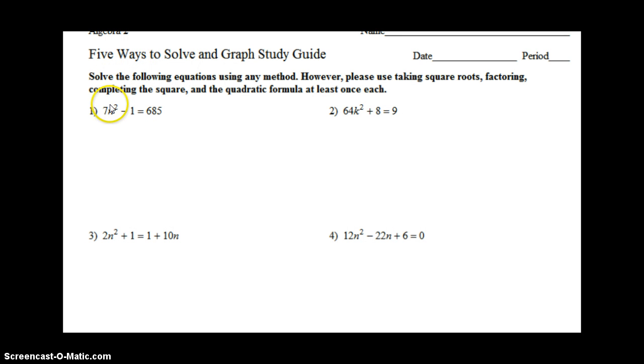For the remainder of the class, I'd like you to do the front of this worksheet. Solve the following equations using any method. However, please use taking square roots, factoring, completing the square, and the quadratic formula at least once on this page. Other than that, it's up to you what you choose. Please help each other out, and the answer key will be online.